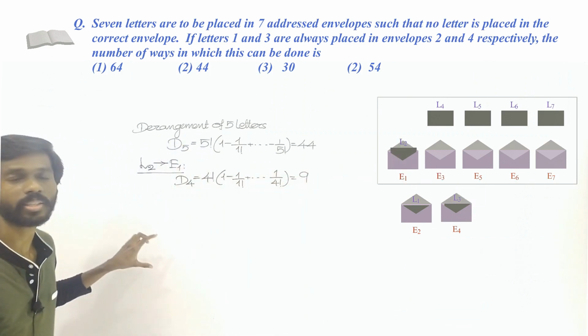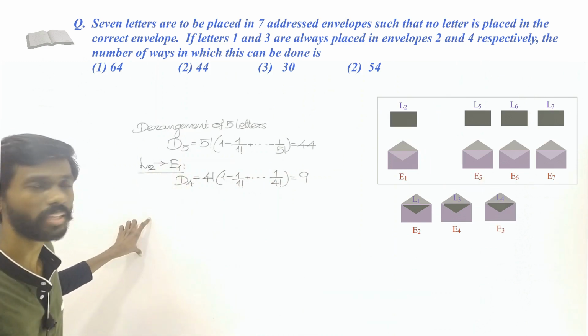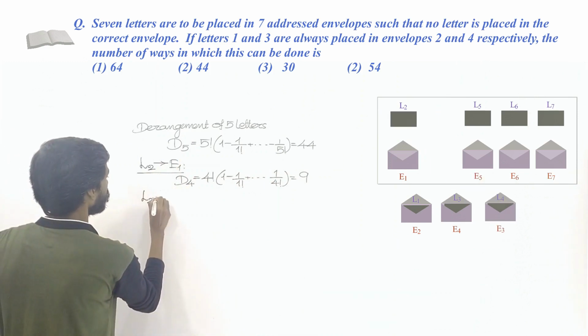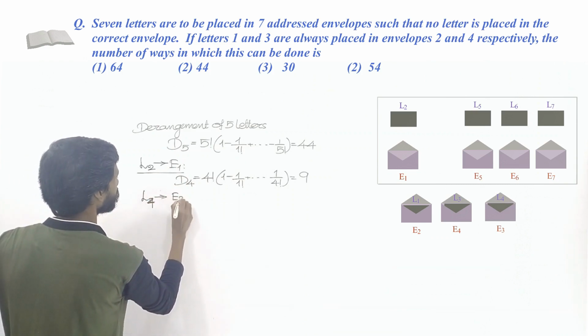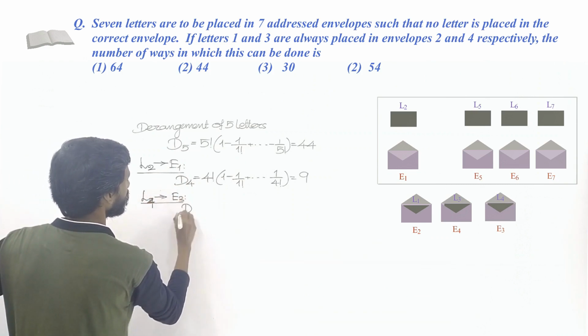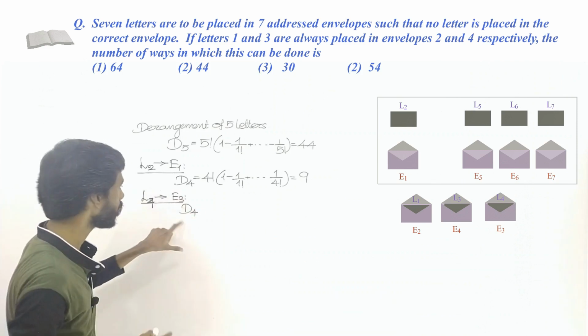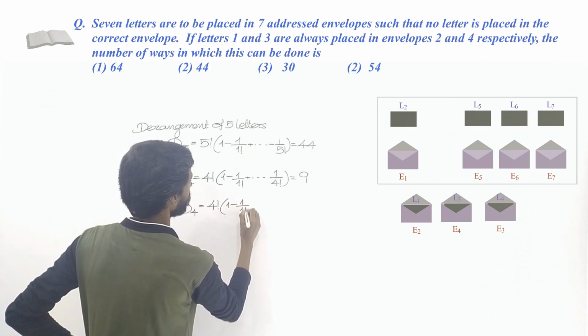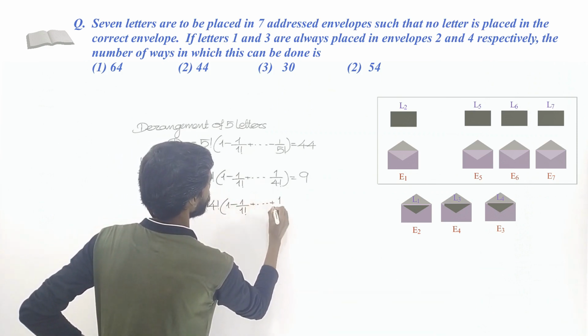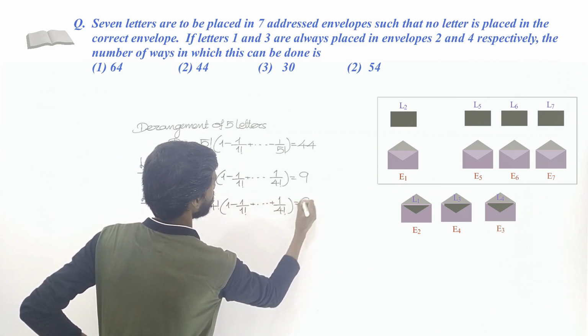Similarly, letter 4 can be placed in envelope 3. So that case should also be considered. Letter 4 is placed in envelope 3. So that is again d4, because the remaining 4 letters give the same formula, 4 factorial times 1 minus 1 by 1 factorial, etc., up to 1 by 4 factorial. So that is again 9.